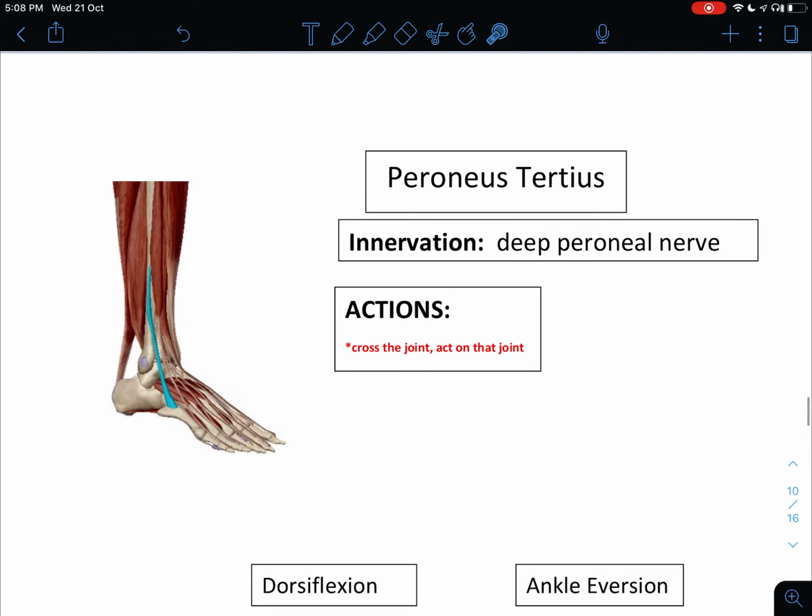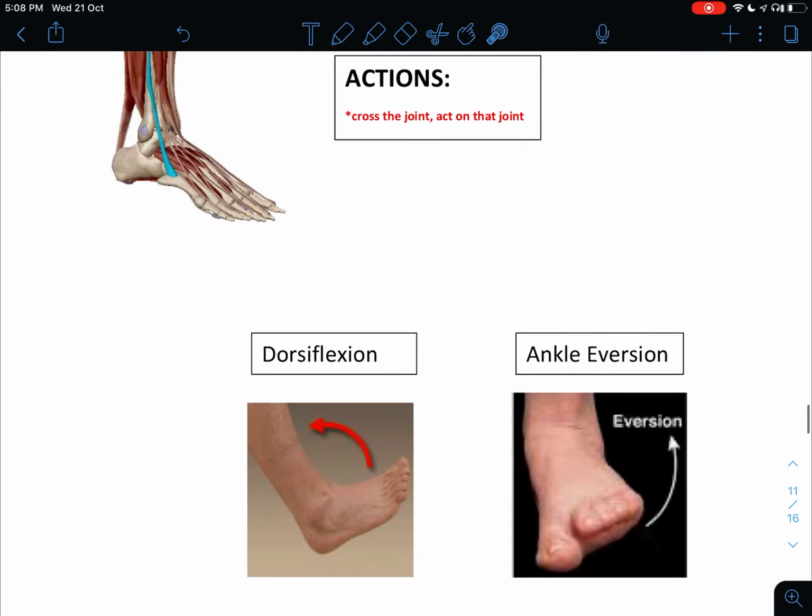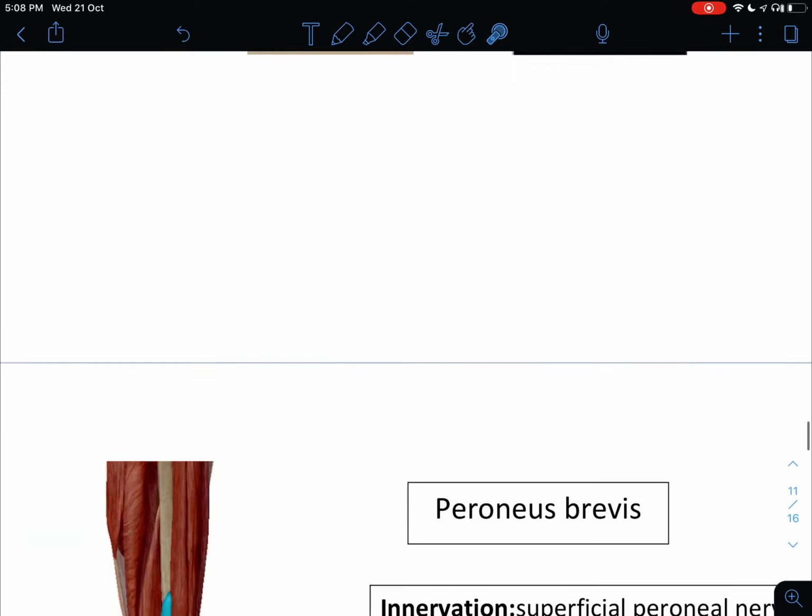Next, we have our peroneus tertius right here. It's innervated by the deep peroneal nerve. It assists dorsiflexion, as well as ankle eversion, which is bringing that pinky toe side of the foot, or the lateral aspect of the foot, upwards into eversion.